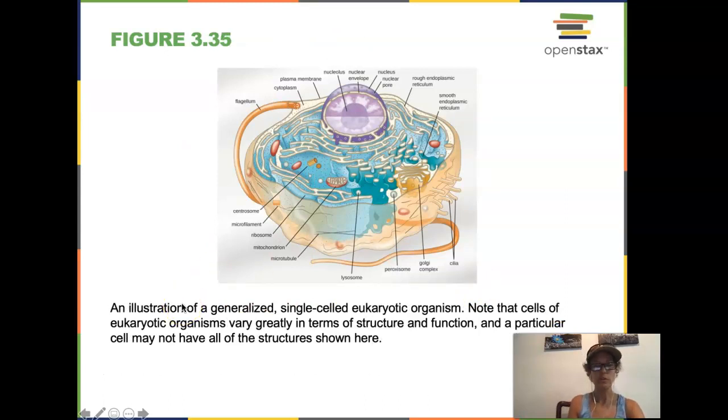Now we're going to move on to a generalized eukaryotic organism. So this one has all the features, I think. No, it doesn't have a chloroplast. But not every single-celled eukaryote is going to look like this, but this contains the features that you would find.